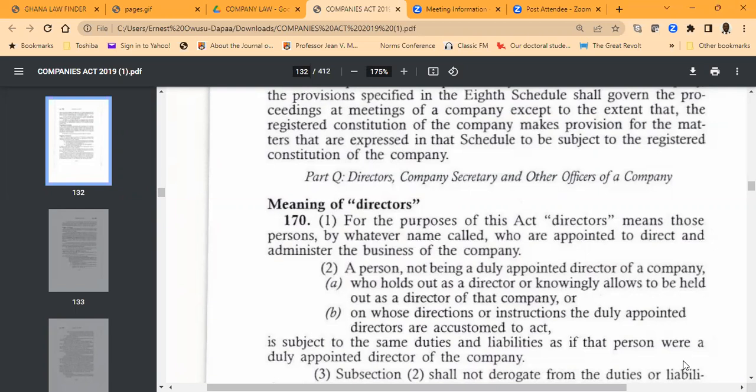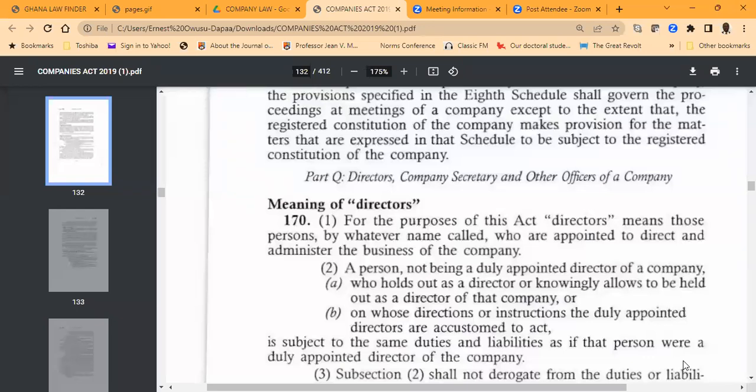And let's quote that. A person not being a duly appointed director of a company, who holds out as a director or knowingly allows to be held out as a director of that company, or on whose directions or instructions the duly appointed directors are accustomed to act, is subject to the same duties and liabilities.